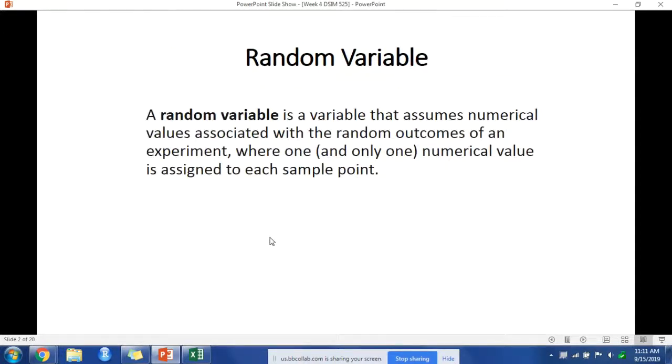Let's start with talking about random variables. A random variable is a variable that assumes numerical values associated with the random outcomes of an experiment, where one and only one numerical value is assigned to each sample point.